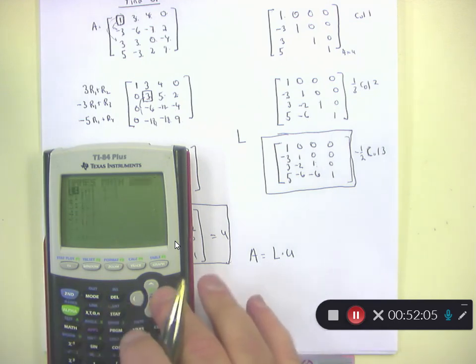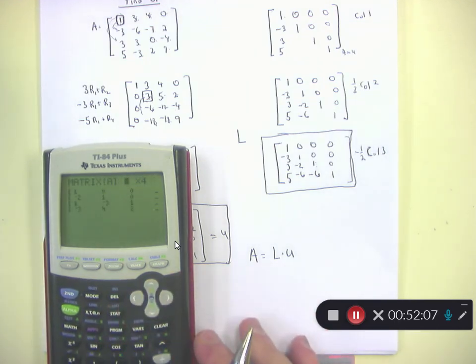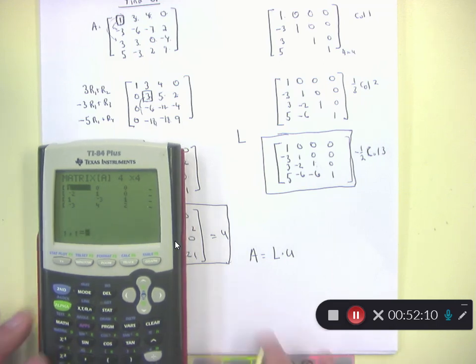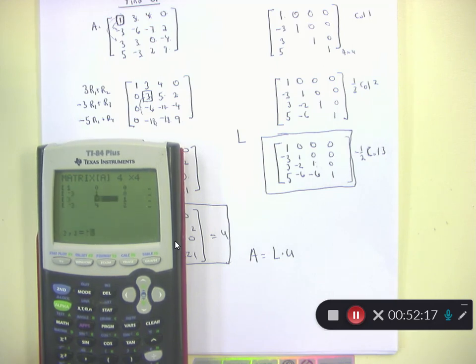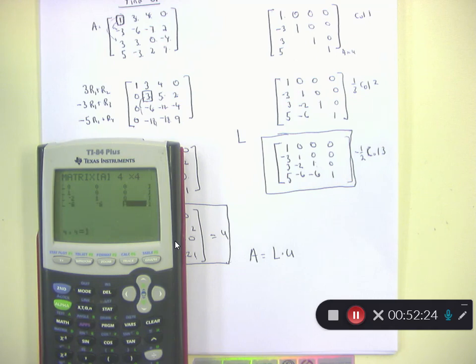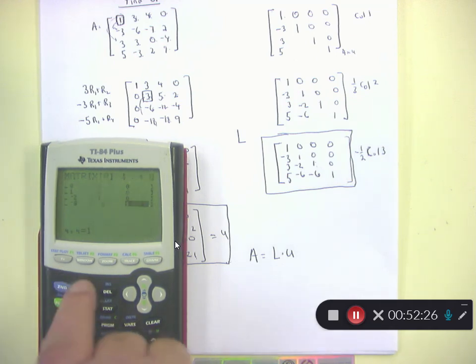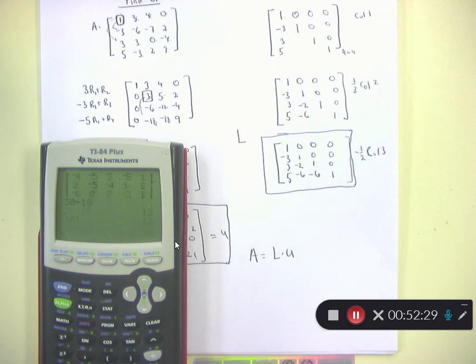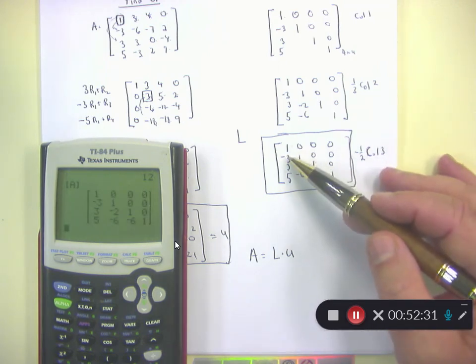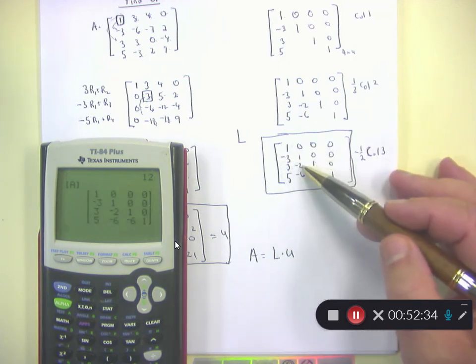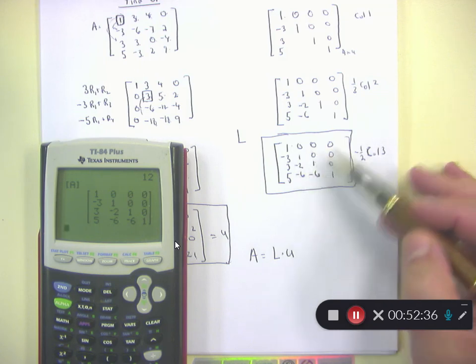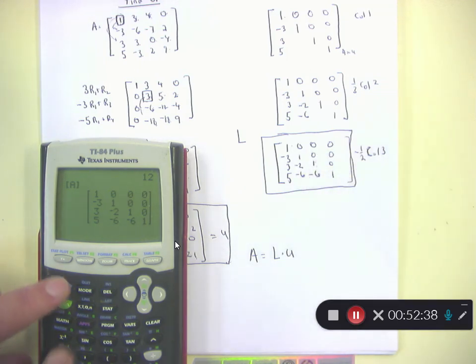Second matrix, edit, A. These guys are now 4x4s. 1, 0, 0, 0, -3, 1, 0, 0, 3, -2, 1, 0, and then 5, -6, -6, 1. I double check it. I call that matrix A: 1, -3, 3, 5, 0, 1, -2, -6, 0, 0, 1, -6, 0, 0, 0, 1. Yeah, that's good. Now let's do B.